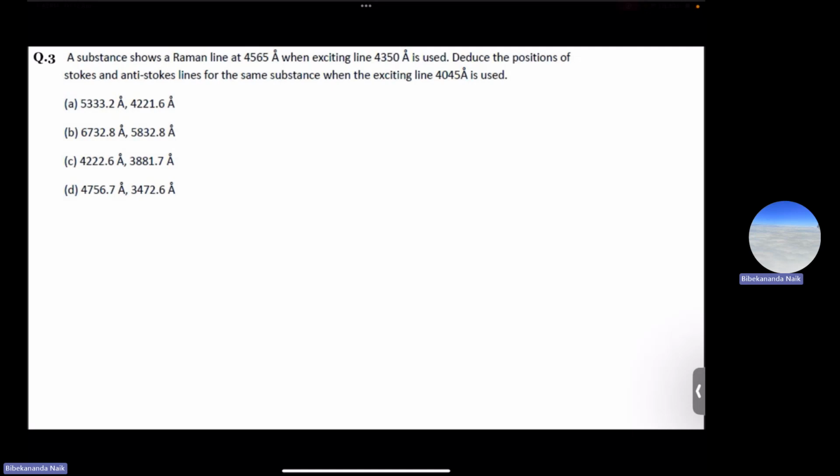Option A: 5,333.2 angstrom, 4,221.6 angstrom. Option B: 6,732.8 angstrom and 5,832.8 angstrom. Option C: 4,222.6 angstrom, 3,881.7 angstrom. Option D: 4,756.7 angstrom and 3,472.6 angstrom. So these are the four options. I'll give you a few minutes to try this question. Then after some time, I will discuss.